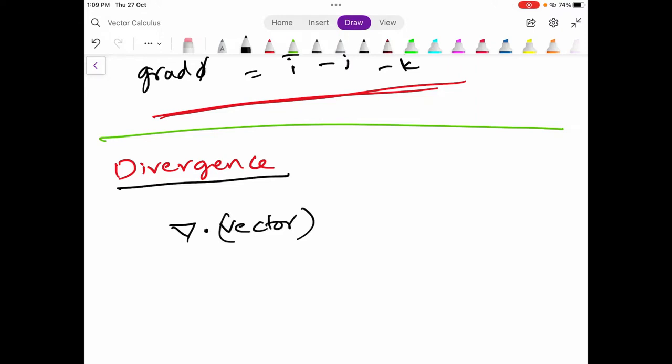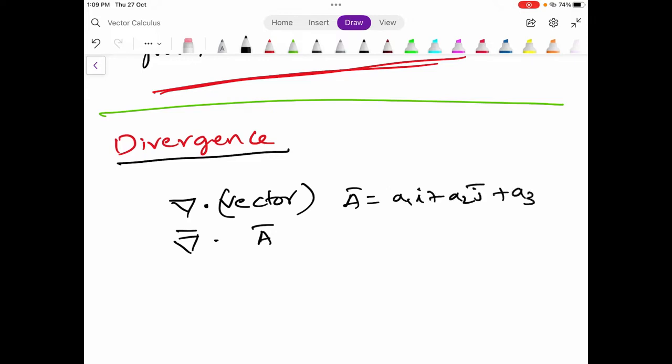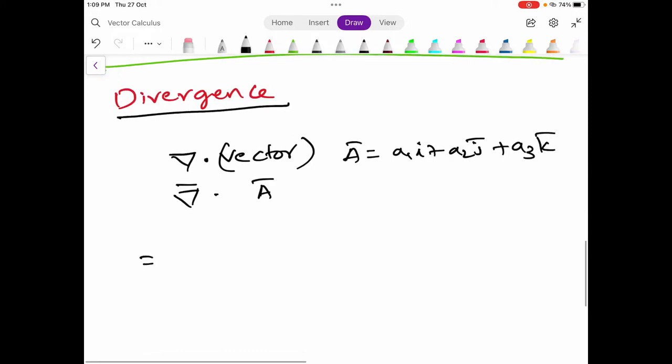So it is a dot product. Suppose I have a vector a bar, and the del operator, where a bar equals a1 i bar plus a2 j bar plus a3 k bar. Now let us find the divergence of a bar.